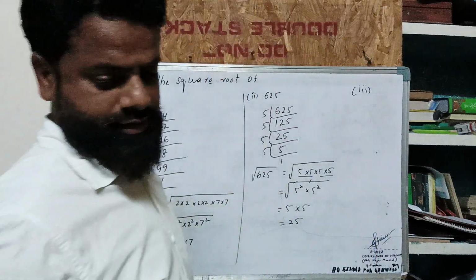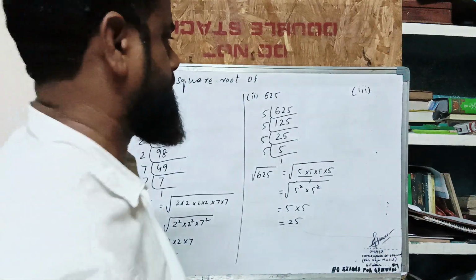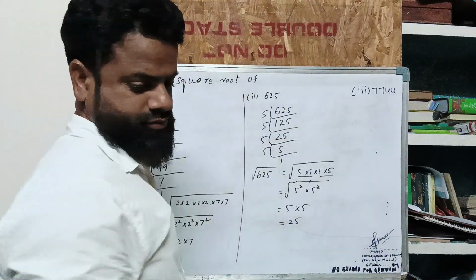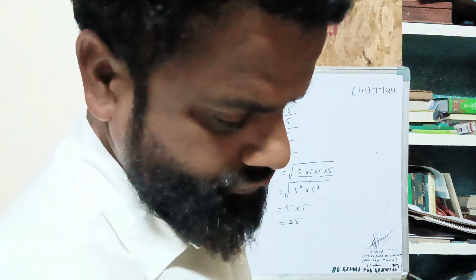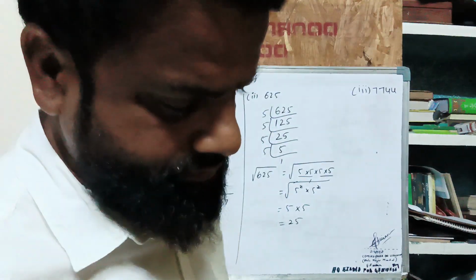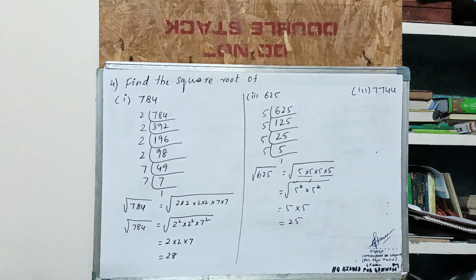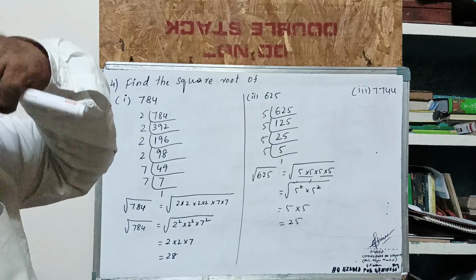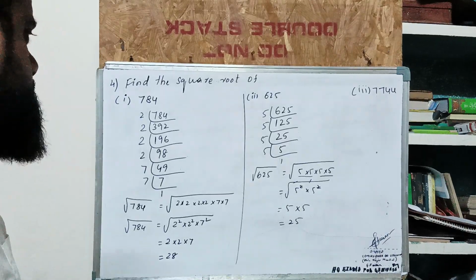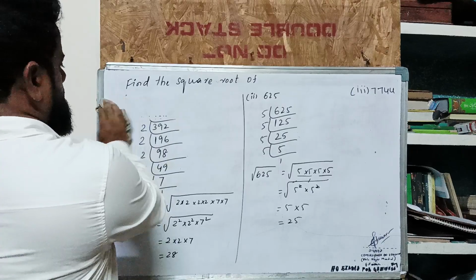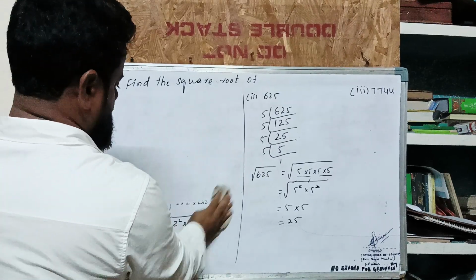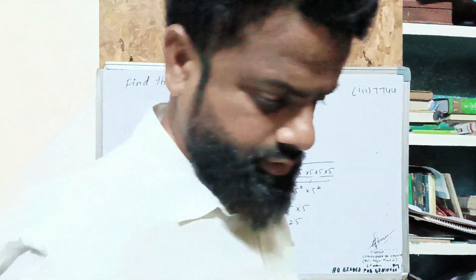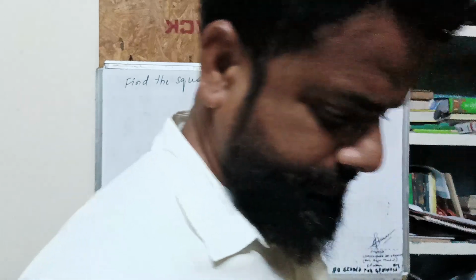Third bit, 7744. Take it as homework. 7744 is your homework. So that was question number 4 of finding the square root. He didn't mention the method, but I did it by the prime factorization method. Now same question, finding the square root by division method. Now let us do this by division method.